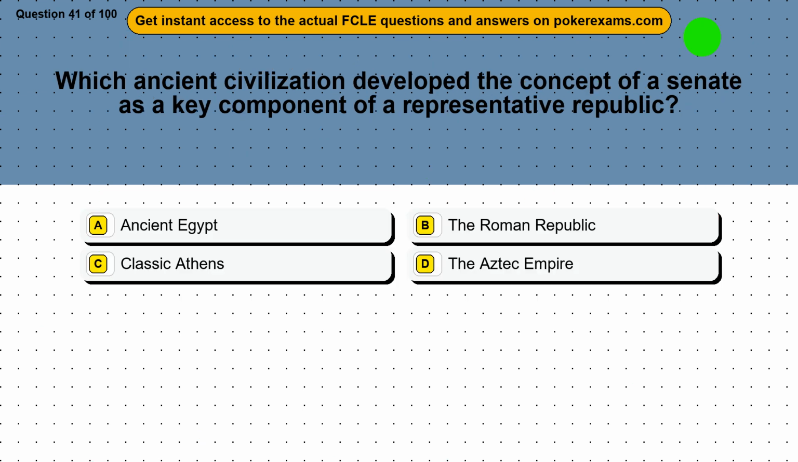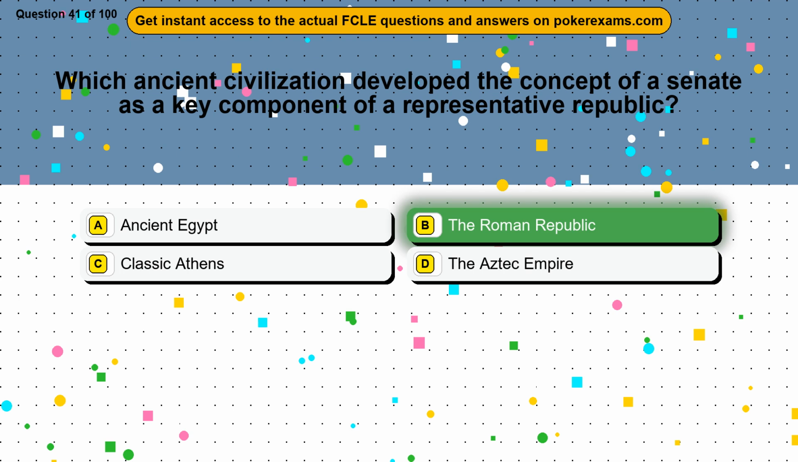Question 41. Which ancient civilization developed the concept of a Senate as a key component of a representative republic? Option A. Ancient Egypt. Option B. The Roman Republic. Option C. Classic Athens. Option D. The Aztec Empire. The correct answer is option B.